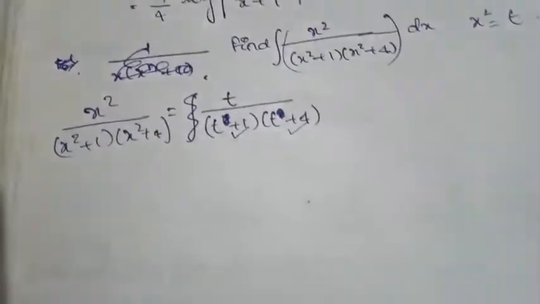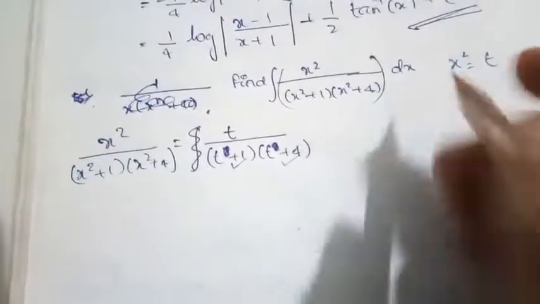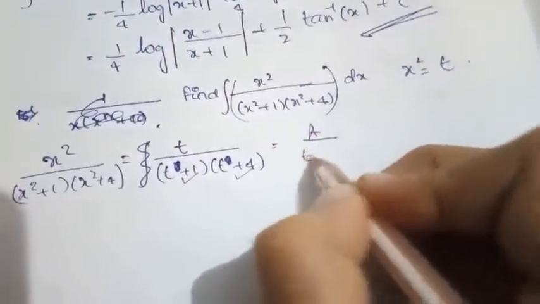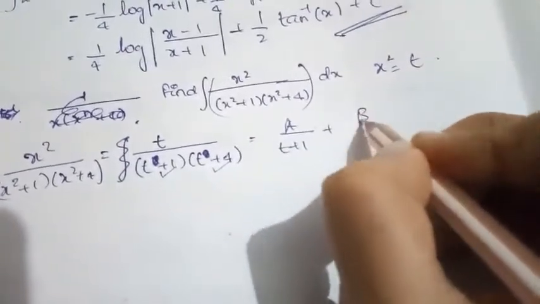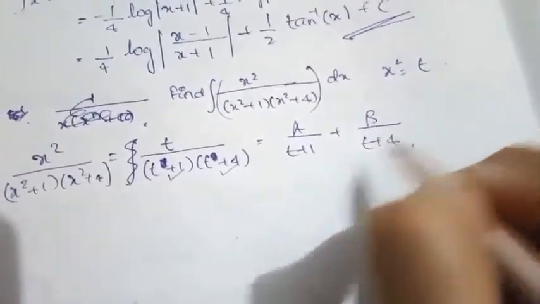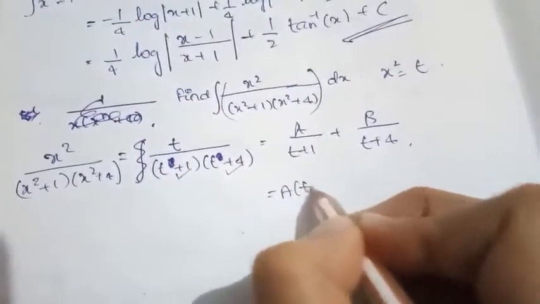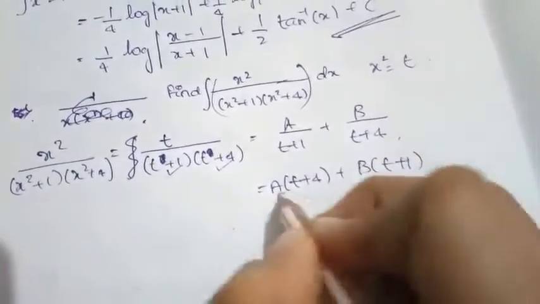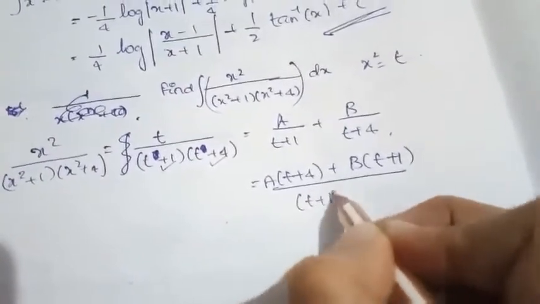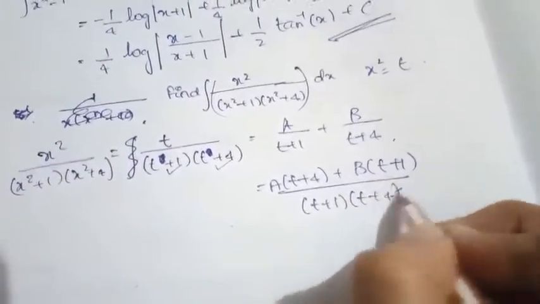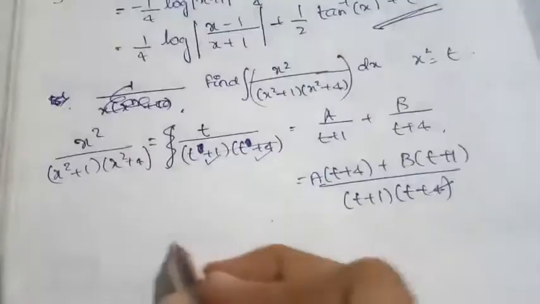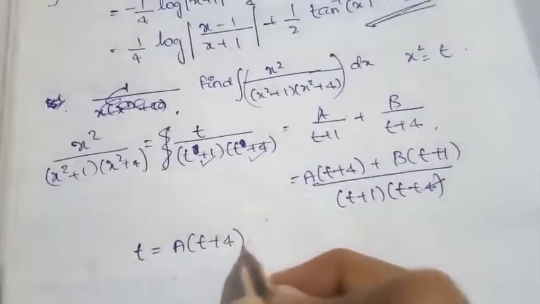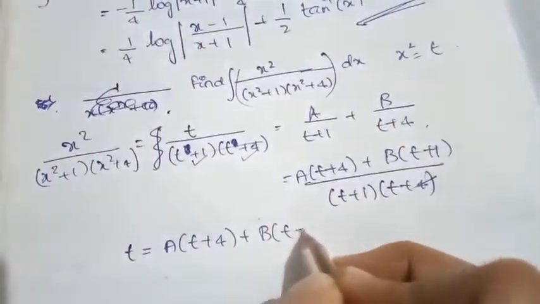So as per our partial fraction method, I can write A divided by t plus 1 plus B divided by t plus 4. So what happens? A into t plus 4 plus B into t plus 1 divided by t plus 1 into t plus 4. This is the LCM, which gets cancelled out. We get t is equal to A into t plus 4 plus B into t plus 1.